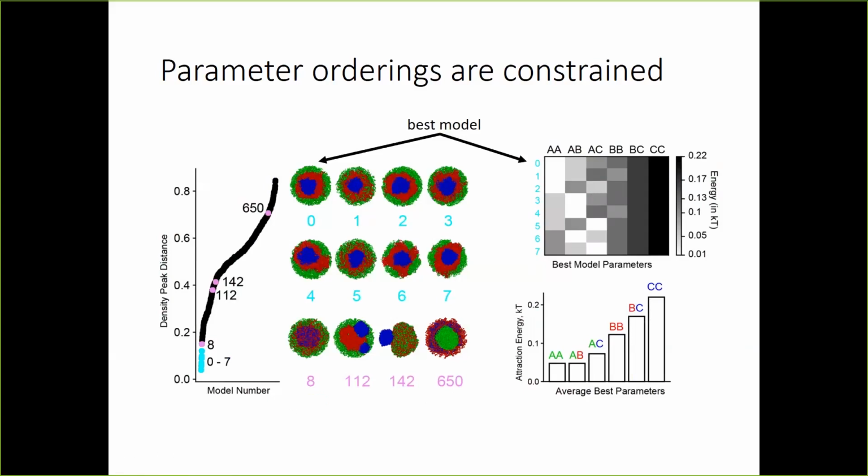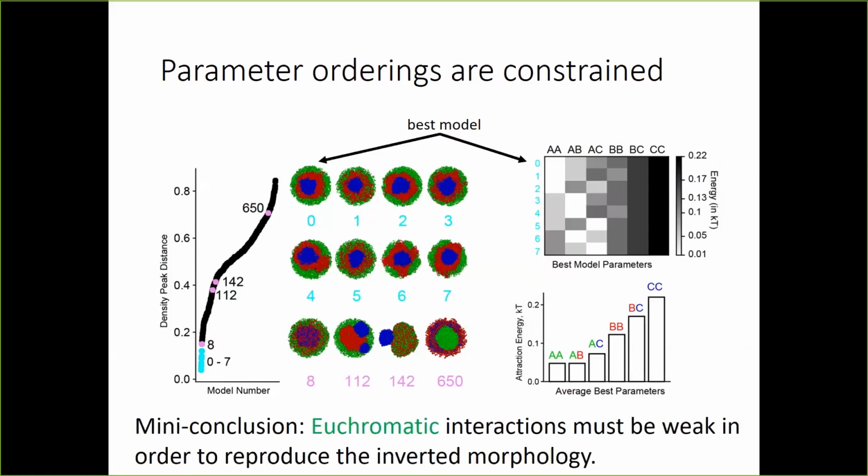We focused in on the best model, which exactly displays this ordering, and so we were going to study that. So that's what we'll focus on for the rest of the talk. But before I go on, I just wanted to note that as a mini conclusion, what we found was that euchromatic interactions must be weak in order to reproduce the inverted morphology.